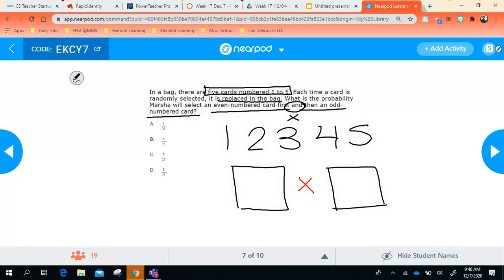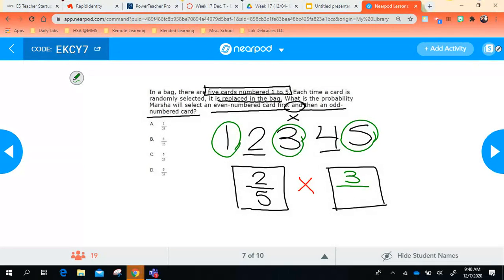So if I'm looking at an even numbered card first, how many even numbers are there? There are 2 even numbers. I have 2 and I have 4. So that's 2 even numbers out of how many cards? There's 5 cards. Good. Now I'm going to look at and then. How many odd numbers are there? 3. I have 1, 3, and 5. So I have 3 over how many cards? 5 cards. Okay, so I have both of my events.